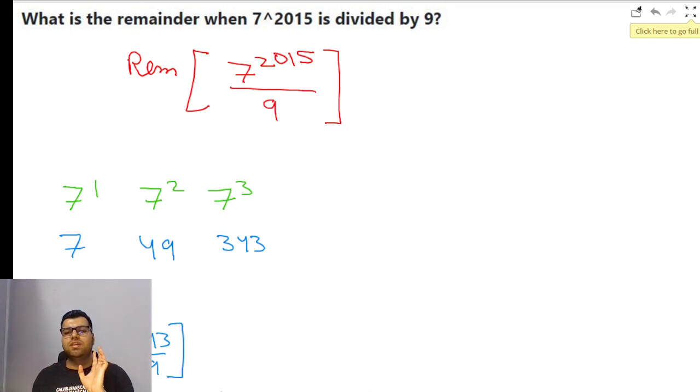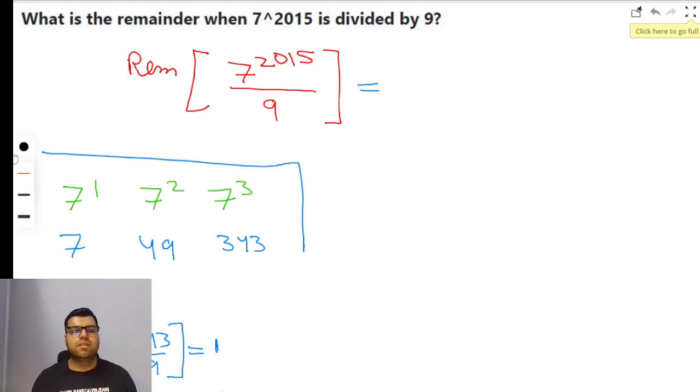Keep on repeating the process until you have just one digit. So this is equal to 1. Remainder of 343 with 9 is 1. We will just use this fact. This is looking very simple, I think. So this is the remainder. Now, 7 raised to power 2015.